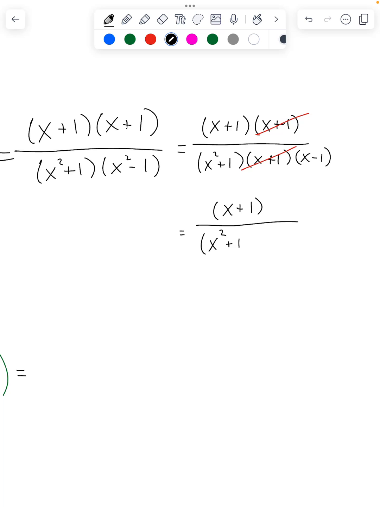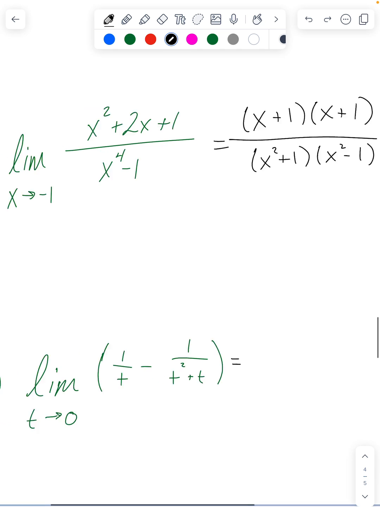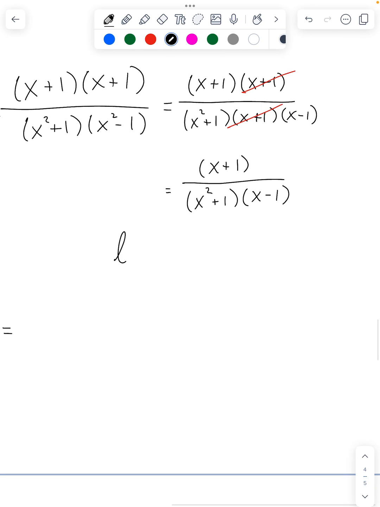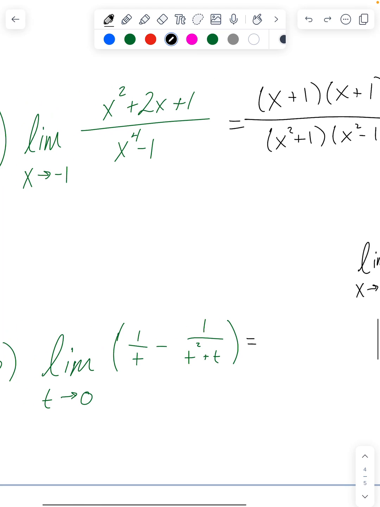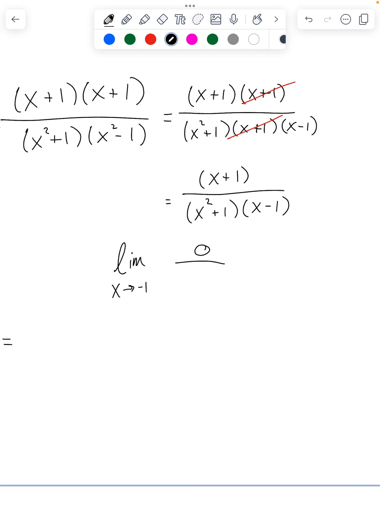X squared plus 1 cannot be simplified. X minus 1 cannot be simplified. That's my final function. That's my simplified function. And I wanted the limit as x approached negative 1, I believe. Yeah. So if I want the limit as x approaches negative 1, now I have no domain restriction at negative 1. This would be 0 over, this would be 2 times negative 2, 0 over negative 4. That limit's going to be 0.